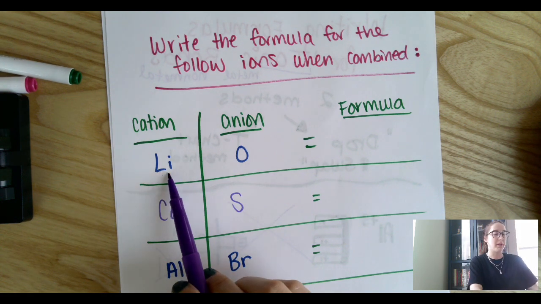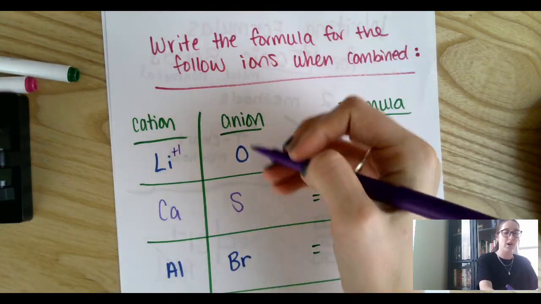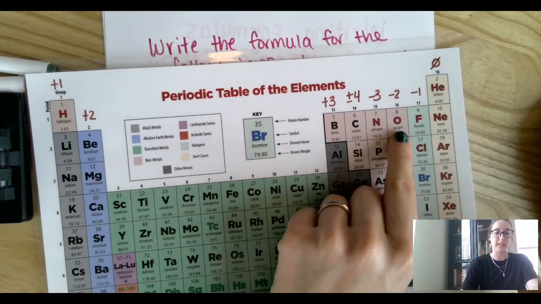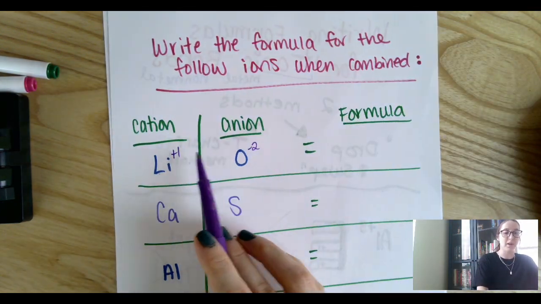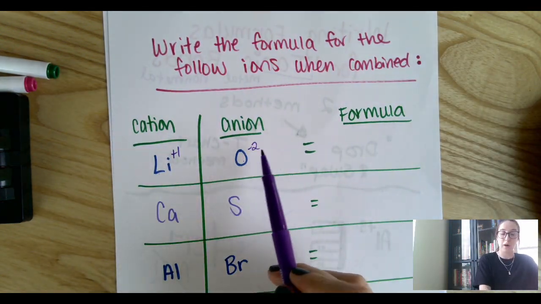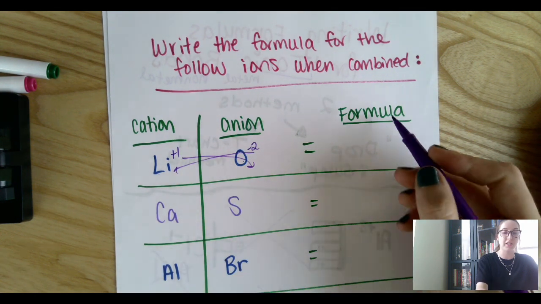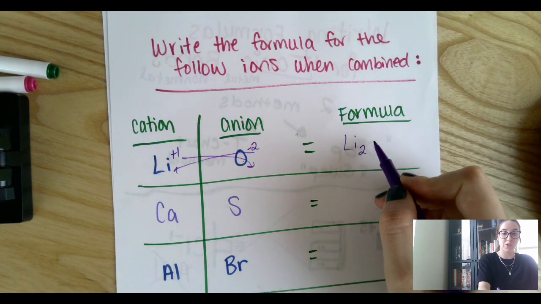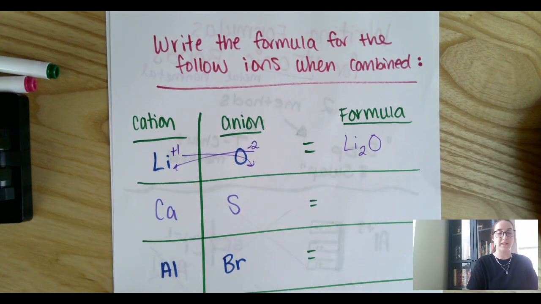So lithium, I'm going to go to the periodic table and find the charge of lithium. Lithium is over here. It is a +1 charge, okay? And oxygen, finding oxygen on the periodic table, that is a -2 charge, okay? So Li +1, O -2. So again, dropping and swapping. The 2 comes down to Li. The 1 goes to the oxygen. So it's going to be Li2O, right? So there you go. Li2O is your final answer here.